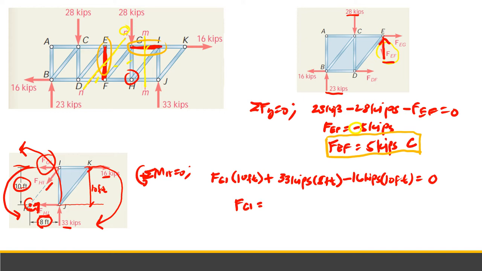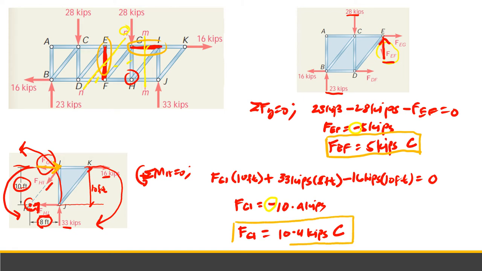is equals to negative, so maging negative siya, 10.4 kips. Okay, so this means negative yung sign. So meaning, yung FGI natin is mali yung assumption natin na it is in tension, but instead it is in compression. So meaning, FGI natin is equals to 10.4 kips compression. So that is the member FGI. So that is how you solve problem using method of sections by finding one bar force na unknown.